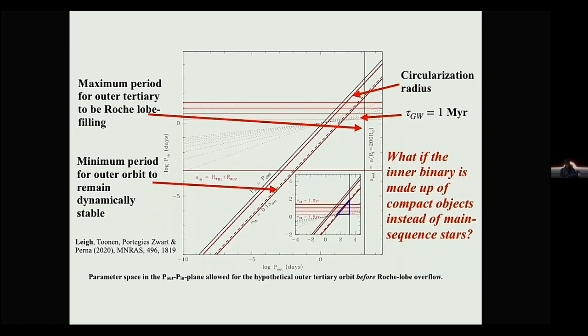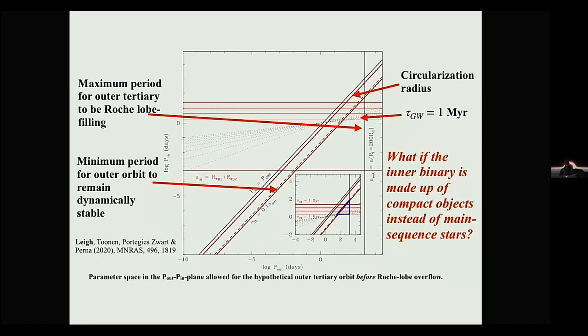So we can play the same game here, but relax the assumption of main sequence inner binaries and allow for white dwarfs as well. We consider a double white dwarf accreting from an outer tertiary via a circumbinary disk as one example in my paper with Sylvia Tunin, Simone Portuguese-Fort, and Rosalba Perna. And again, this plot shows the allowed parameter space for the outer tertiary before Roche lobe overflow.